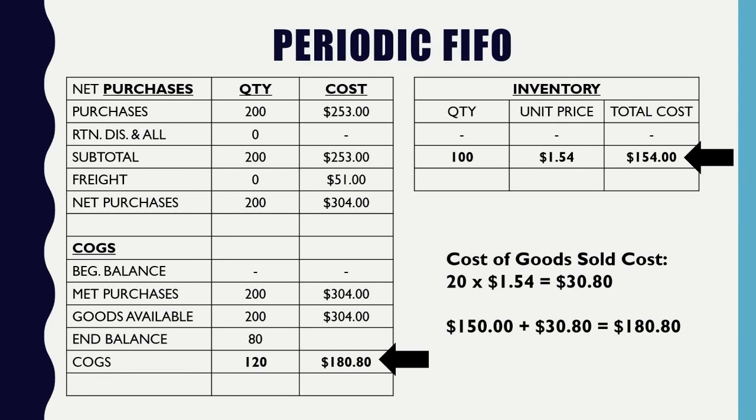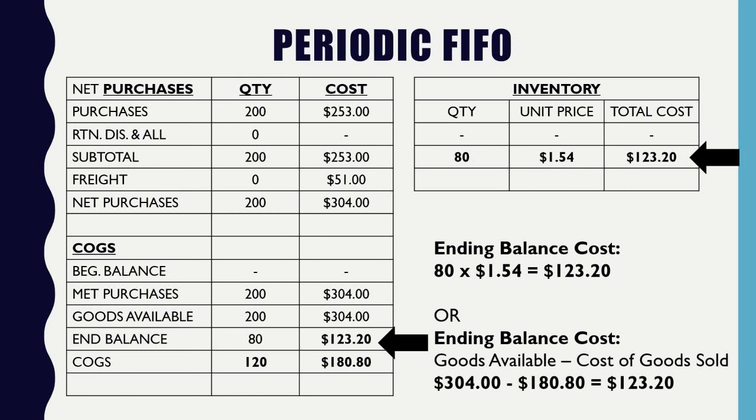Okay. So then what's going to happen now is, now that we've figured out that the cost of goods sold is indeed 120 items, and my total for it is 180, it's pretty straightforward how you solve for the ending balance. You can take your cost of goods available and subtract the cost of goods sold. So taking 304, subtracting 180, you can solve your ending balance that way.